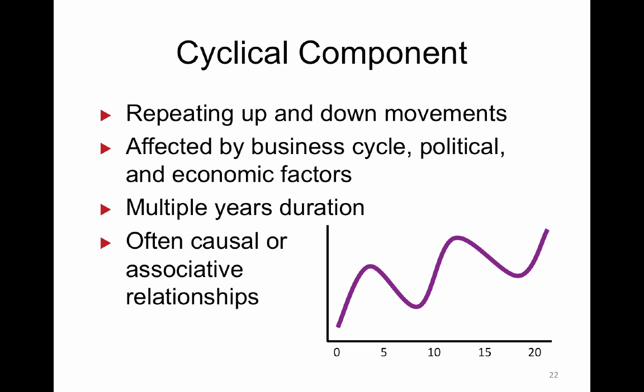Cyclical is kind of the up and down, up and down. So the trend up, but then there's also the trend down. So we go up and we go down. And it tends to happen over a long period of time.